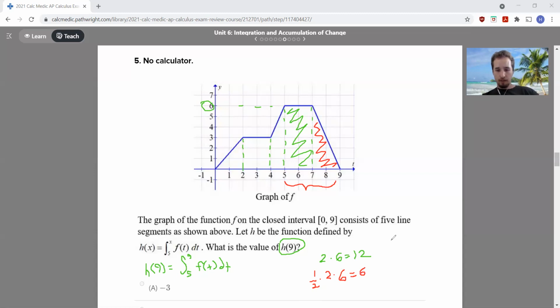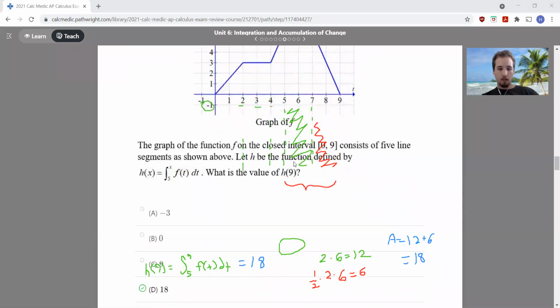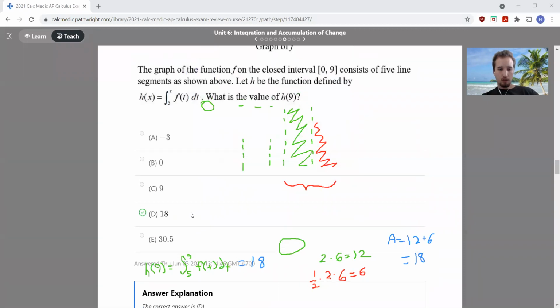And so the total area is equal to 12 plus 6, which is 18. Right, so that's going to be the area under the curve from 5 to 9, it's going to be 18. So that's how you get the answer D.